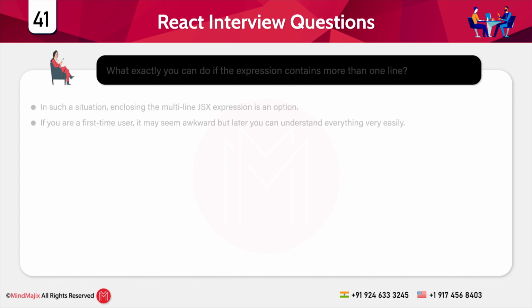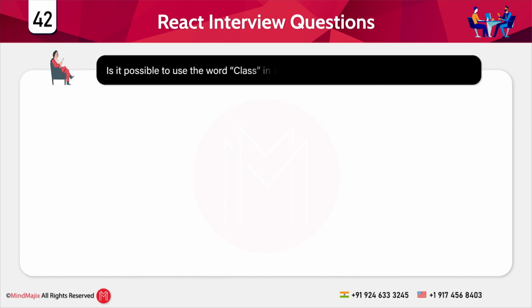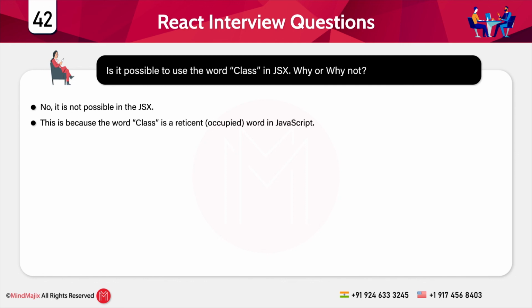results as expected. The next question is, is it possible to use the word class in JSX? If yes, why? And if not, why not? So the answer to this question is no, it is not possible in JSX. This is because the word class is a reserved or occupied word in JavaScript. However, you are free to use the word className. If you use the word class, the JSX will be translated to JavaScript immediately.